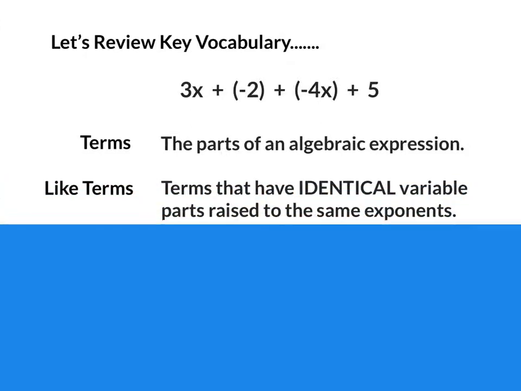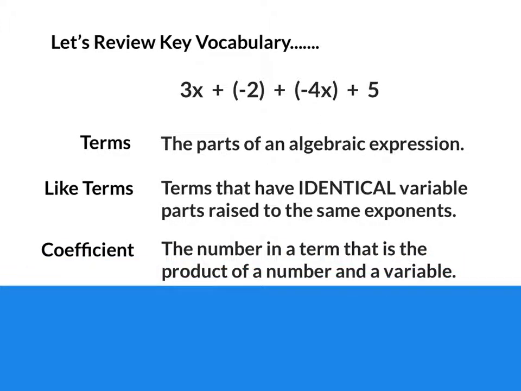Like terms are terms that have identical variable parts raised to the same exponents. In our example, 3x and negative 4x have identical variable parts, the x, and they are both raised to the power of 1.